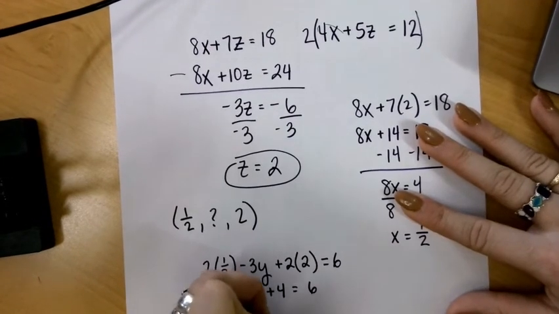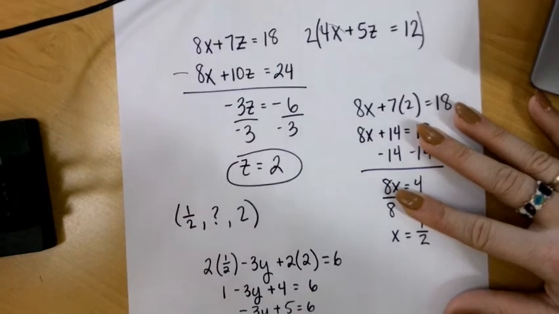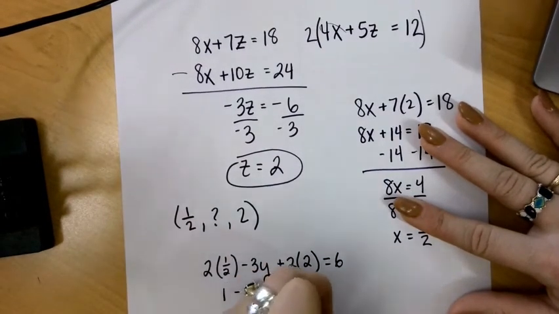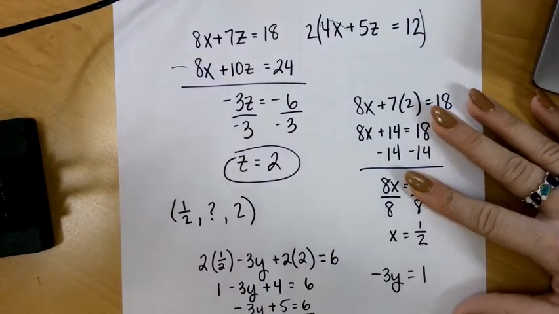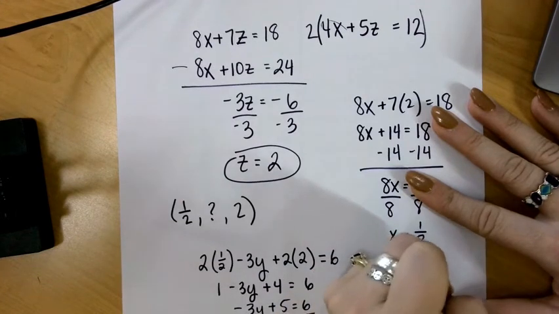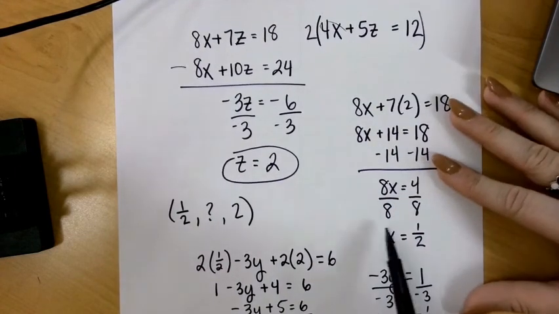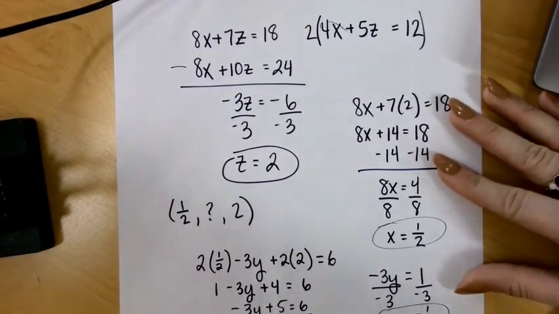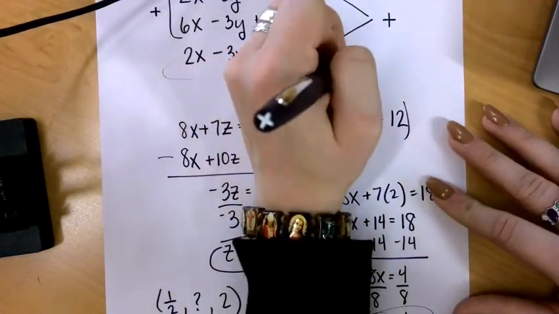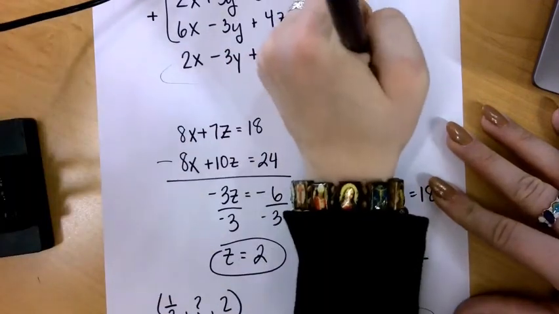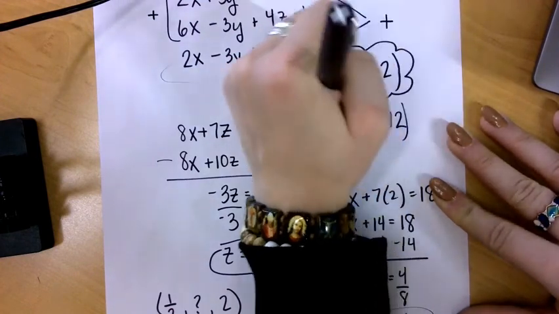So I have negative 3y plus 5 equals 6. I'm going to subtract 5 on both sides. So I end up with negative 3y equals 1. Divide by negative 3. Y equals negative 1/3. So I've got my x, my y, and my z. So the ordered pair where these intersect at is 1/2, negative 1/3, and 2. So this is my final answer.